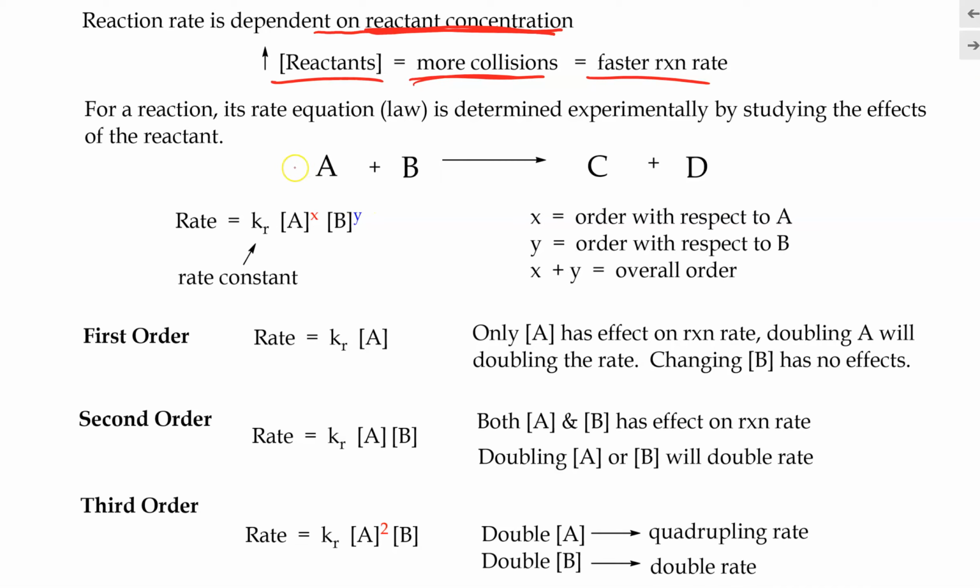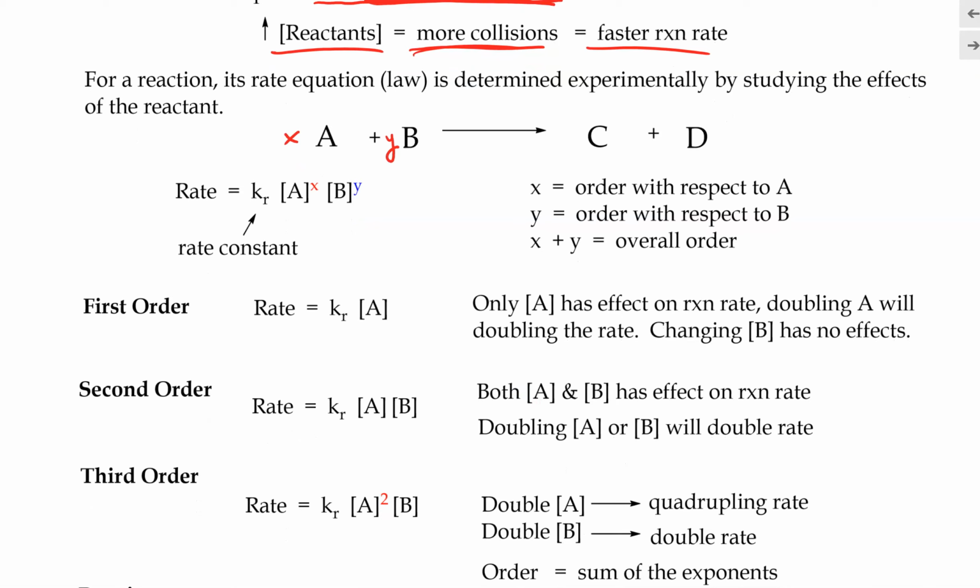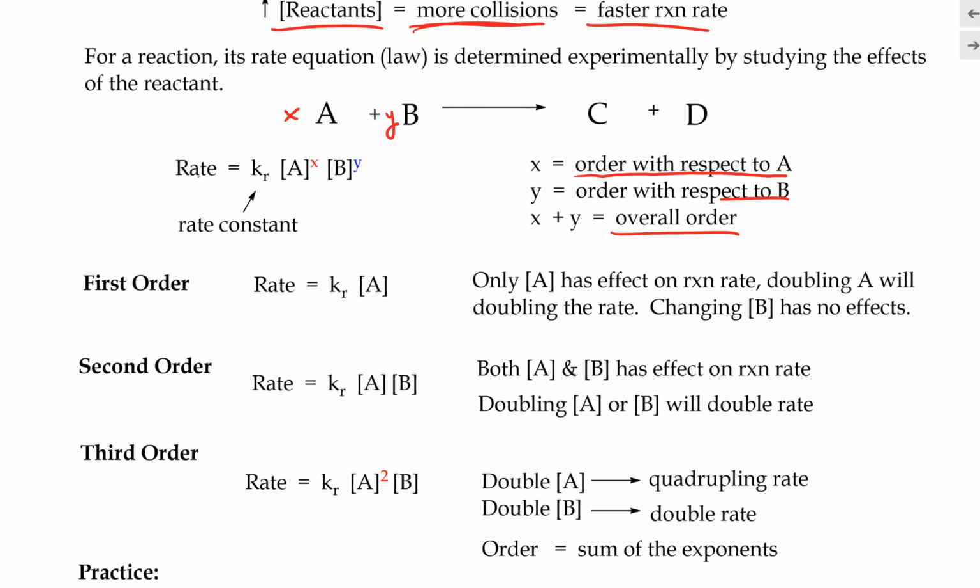Here, x and y are the exponents, corresponding to the coefficients in front of A and B in the balanced reaction. So x is the order of reaction with respect to A, and y is the order of reaction with respect to B. And when we add x and y together, this equals the overall order of reaction. So that's what the rate of reaction would be. And the rate constant here is uniquely different for every type of reaction.